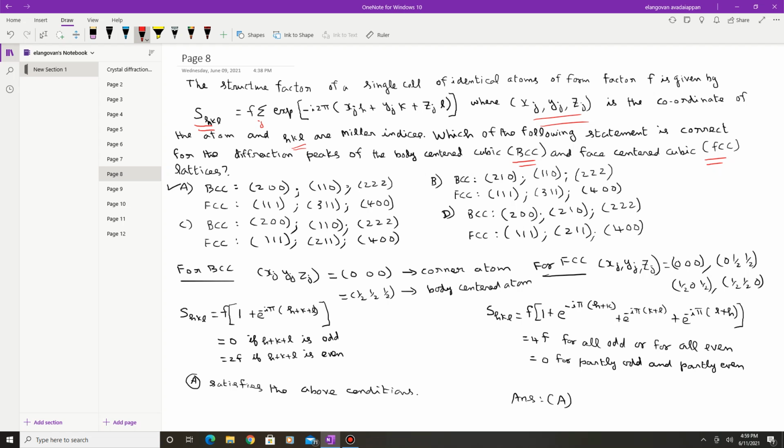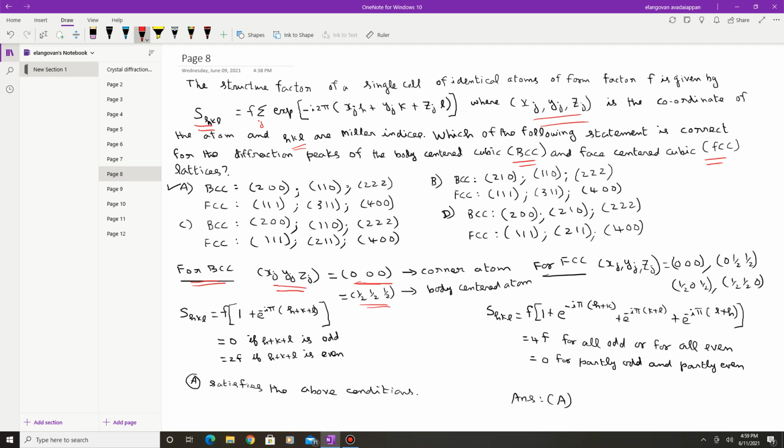Now here 4 options are given. This is a BCC crystal. For a BCC crystal, the positions of the atoms are: one at the corner atom, with coordinate 0 0 0, and the other is a body centered atom at half half half. Now for FCC, so BCC and FCC.